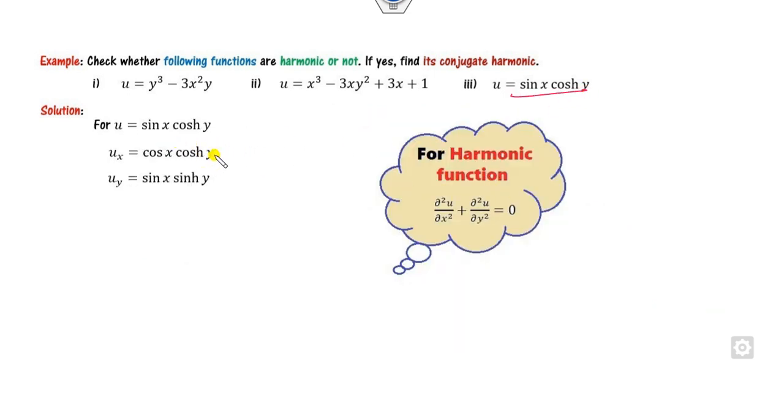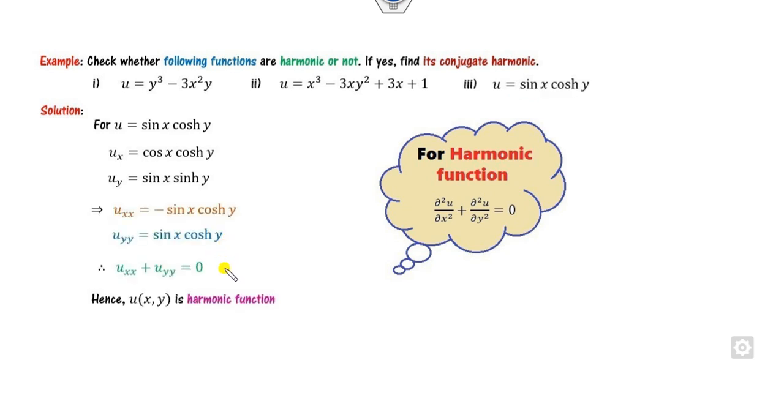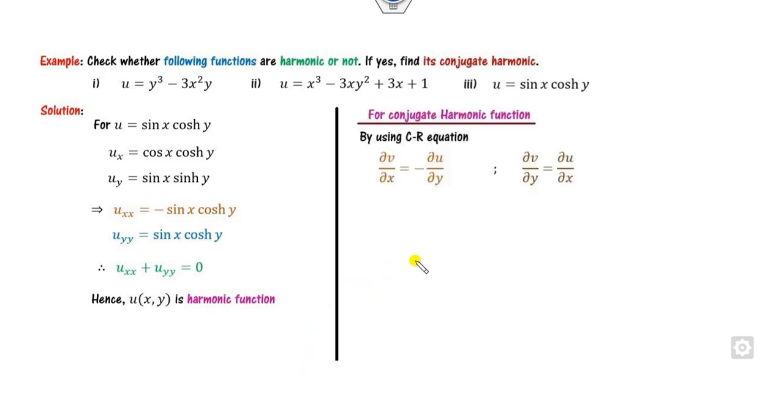Now again, for that you first have to find the partial derivatives, and then you can easily see that if you add them you will get 0. How can you find the conjugate harmonic? Again we will apply this CR equation. I can substitute this value here, and you will get this one. Now you can integrate this with respect to x.